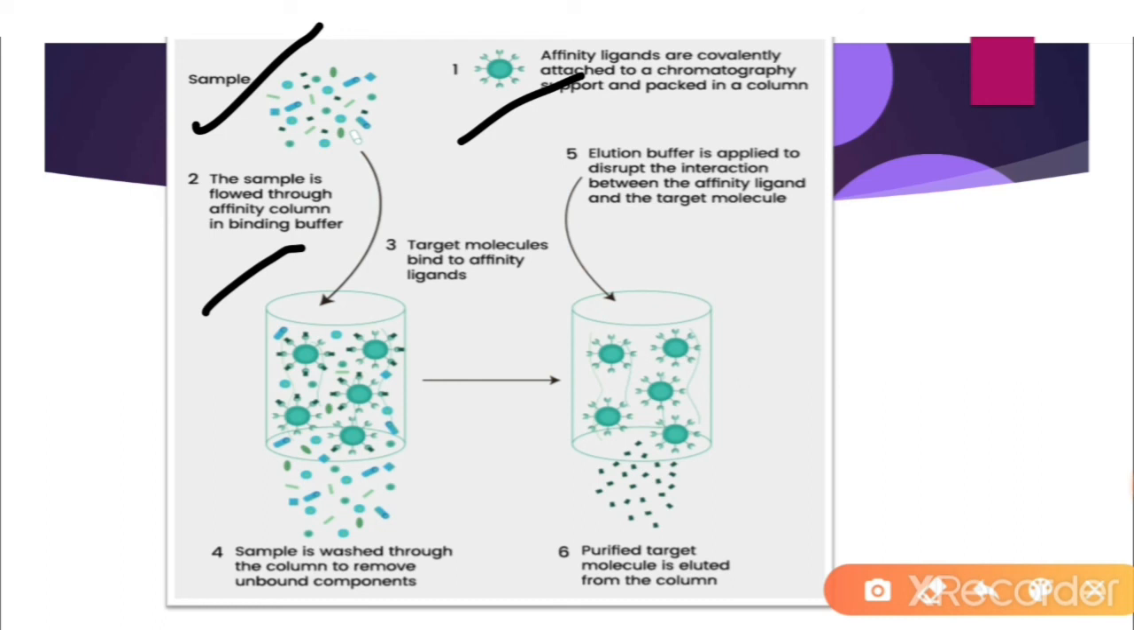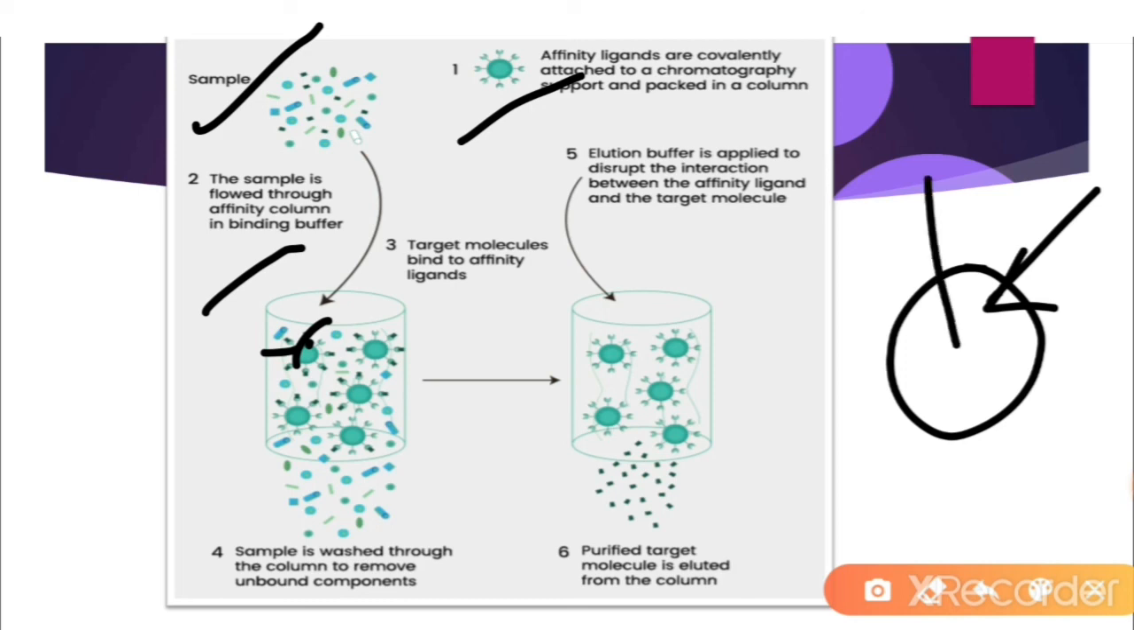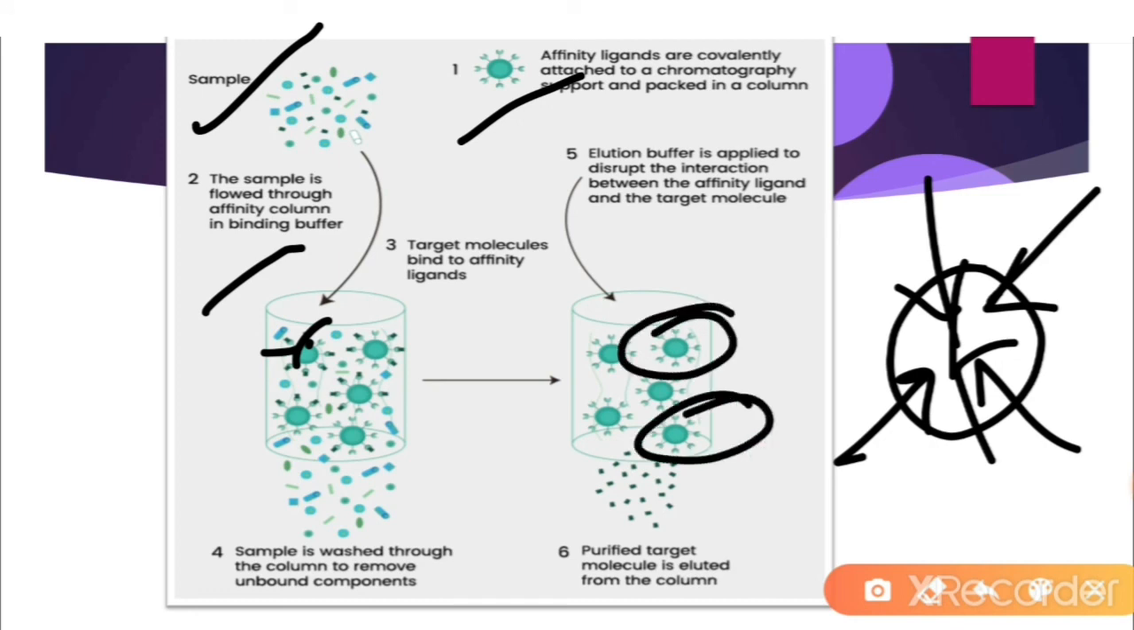Target molecules bind to affinity ligands. Whatever the target molecules are there, these target molecules will bind to the ligand. For example, this is the ligand, and the ligands are in the beaker or in the solution. The target molecules will bind to the ligand if they are specific to each other. When they bind to each other, they will form a layer, and this layer we can easily purify with the help of the elution technique.